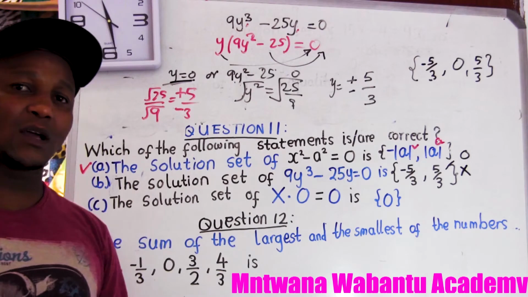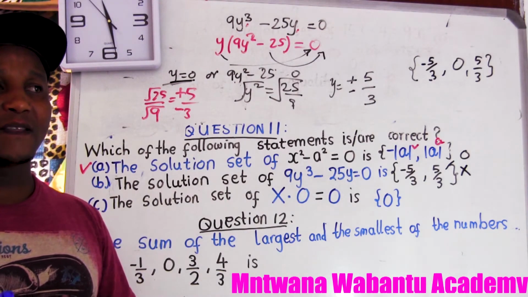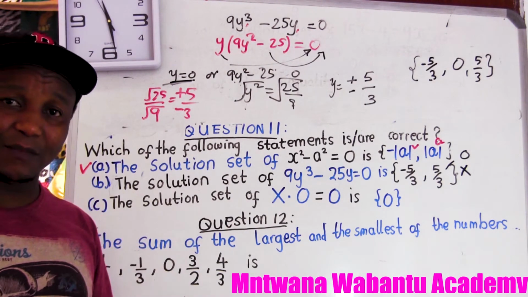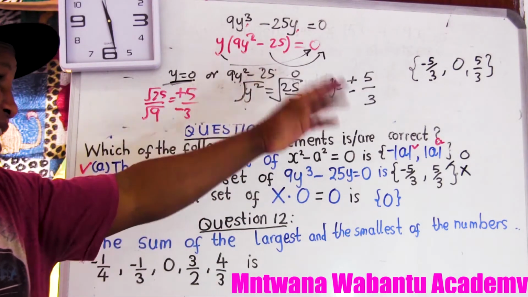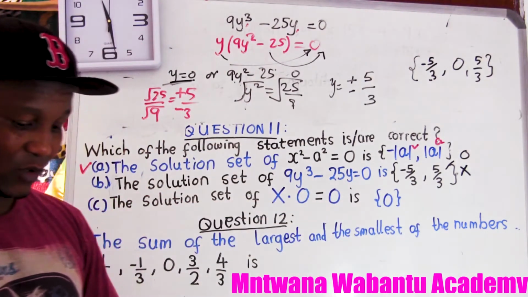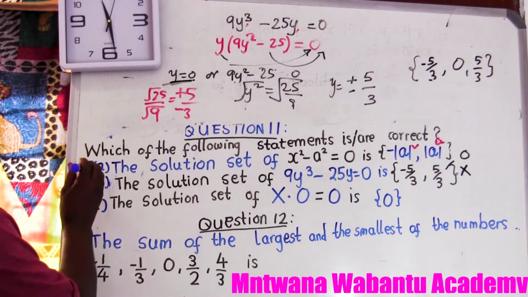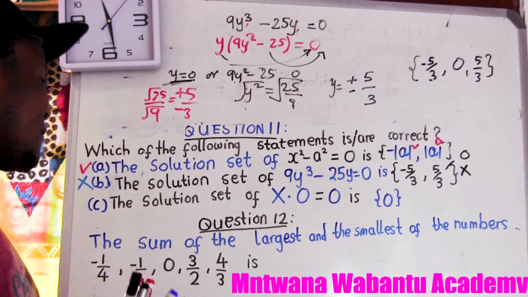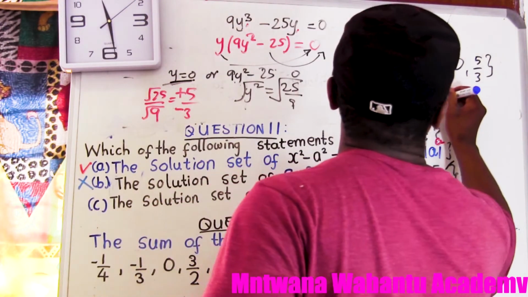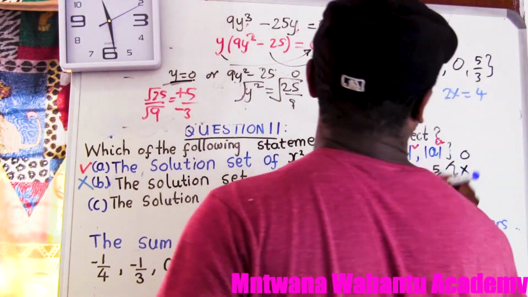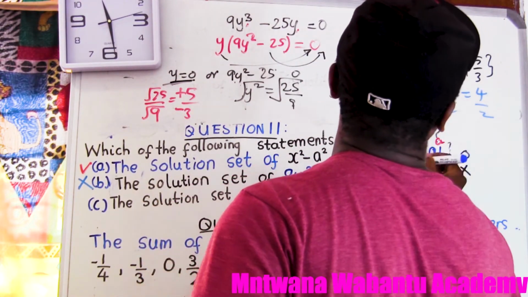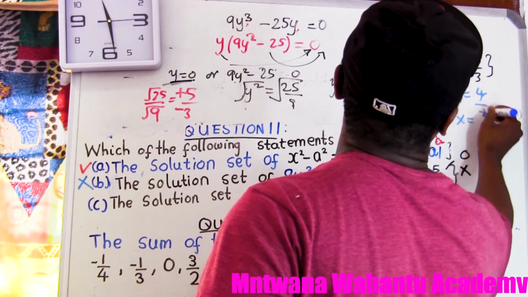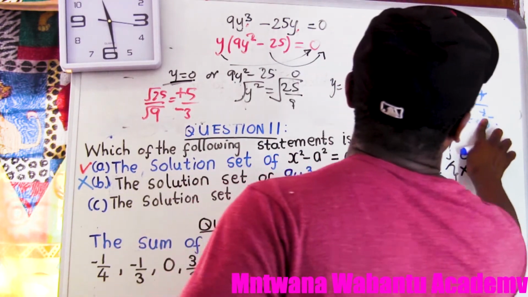Since the condition is unsatisfied, because we see all of them are satisfied but this person forgot 0, it was tricky. So it's not true. Let's go to the last one. The last one is actually easy, it's obvious. If somebody gives you 2x equal to 4, how do you get the value of x? I just divide by 2, divide by 2. And this cancels, x equal to 4 divided by 2 equal to 2.